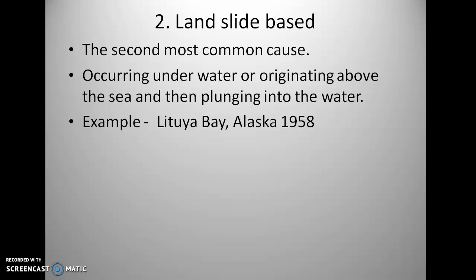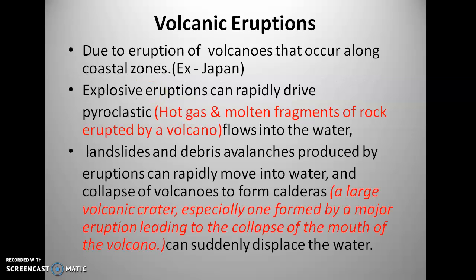And next is landslide based. This is the second common cause. The first common cause is earthquake based. A landslide is occurring underwater or originating above the sea and then plunging into water. So a landslide can occur underwater or on the land. That means a part of the land will be falling into the water. An example is the Lituya Bay, Alaska incident that occurred in 1958.